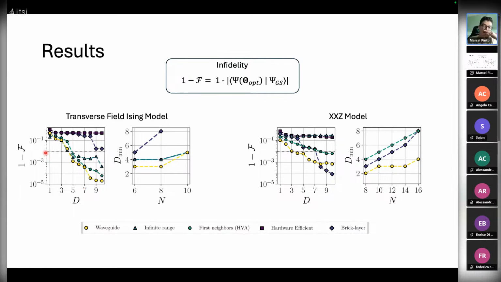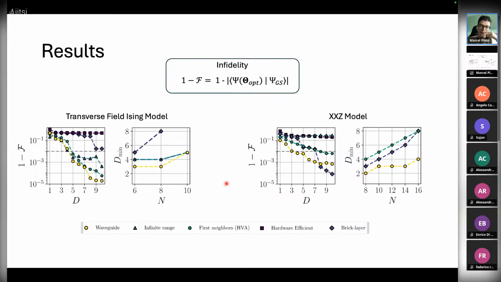And this is more expressive if you look at this dashed line. This dashed line is when the infidelity is 10 to the minus 2, so that means that you have 99% fidelity. So if you look at the minimum number of layers that you need to find the ground state with 99% fidelity, here they're comparing different sizes of the system. This was run for, I forgot to put it here, 12 qubits, I guess. And here they're looking at 6, 8, and 10. You see that the waveguide ansatz is the most efficient one that can perform this.